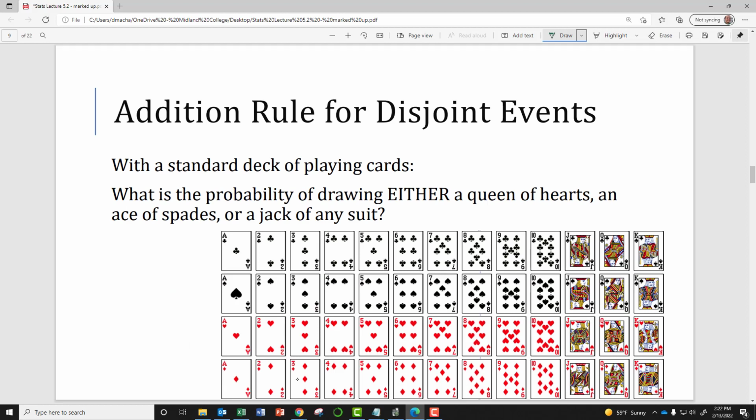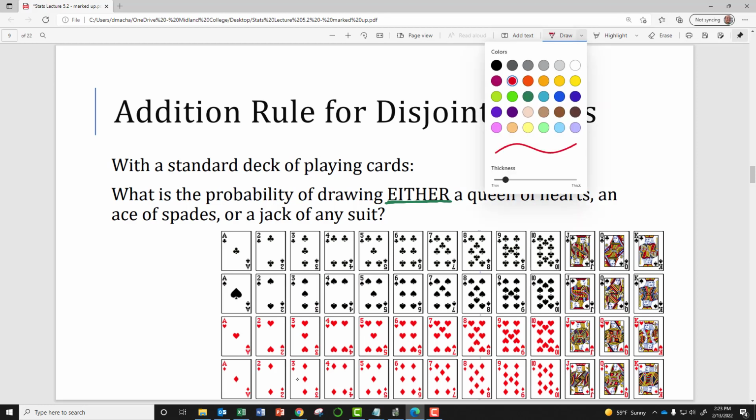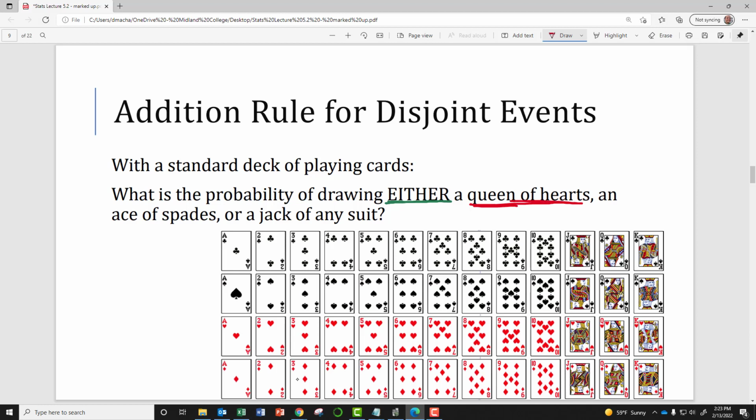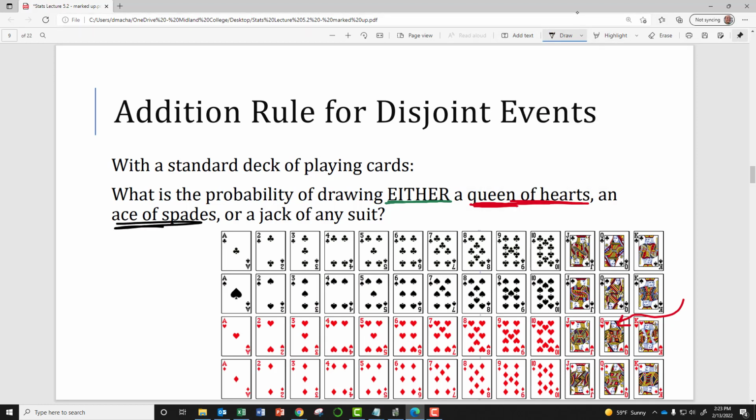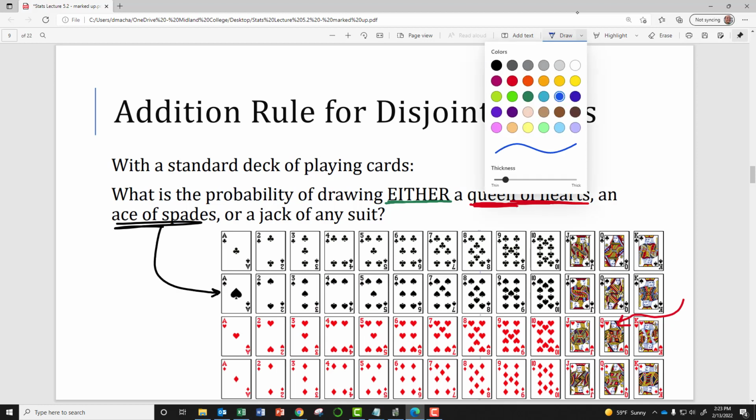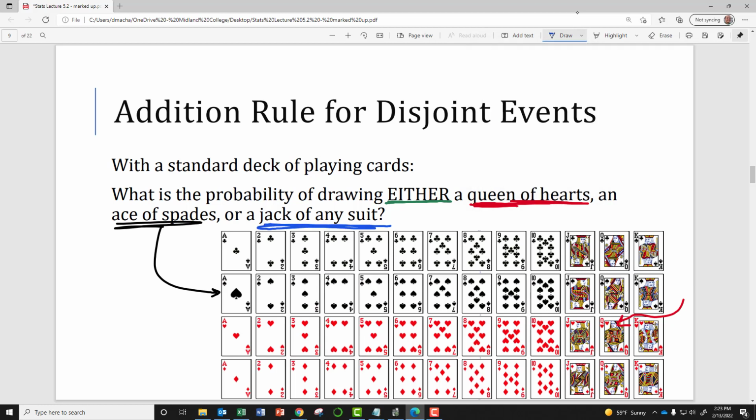New example. With a standard deck of playing cards, what is the probability of drawing either a queen of hearts, an ace of spades, or a jack of any suit? A queen of hearts is going to be this card right over here, the queen with the little hearts in red. An ace of spades is going to be a black card right here. And a jack of any suit refers to these 4 cards right here.